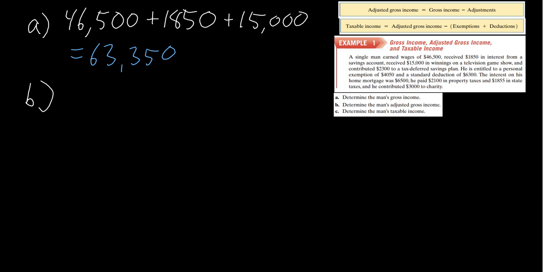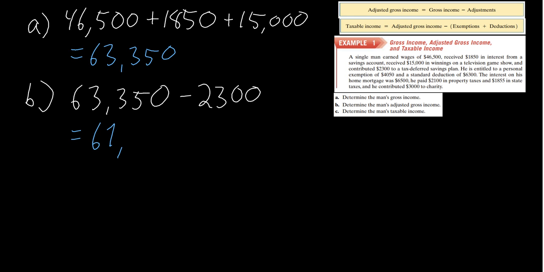So if we go back up here, it's gross income minus the adjustment. Well, this is a pretty easy formula here. The gross income was 63,350, so 63,350 minus my adjustment of 2,300. Right, and that is equal to, we could do this in our head, right? 61,050. Okay, so that's the adjusted gross income.